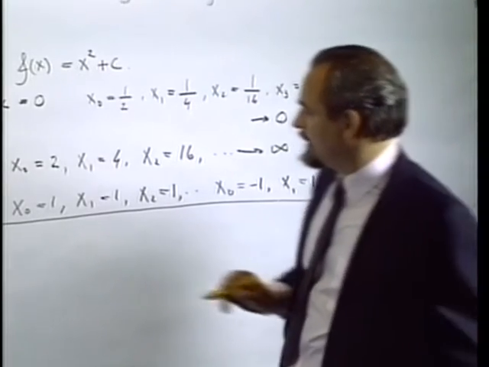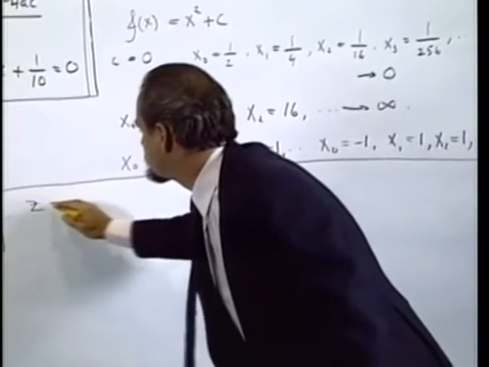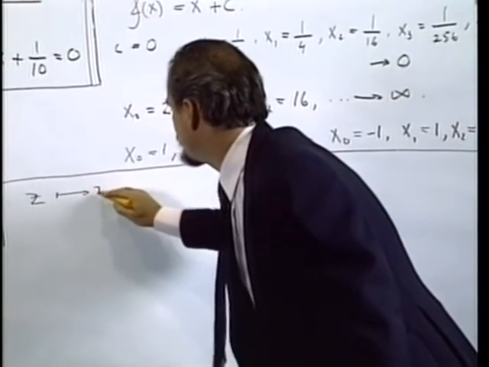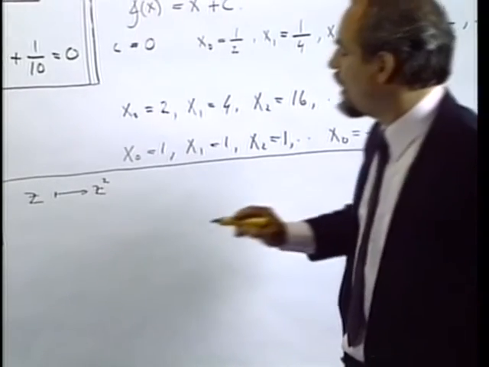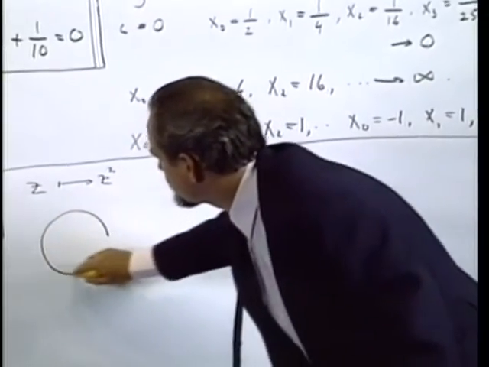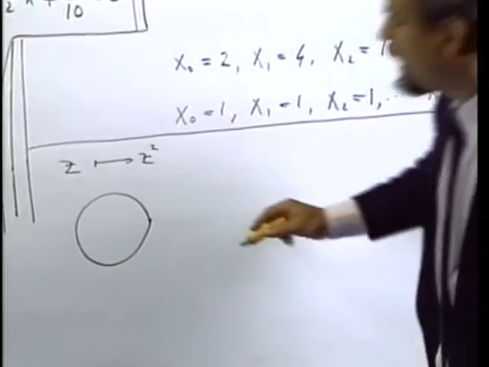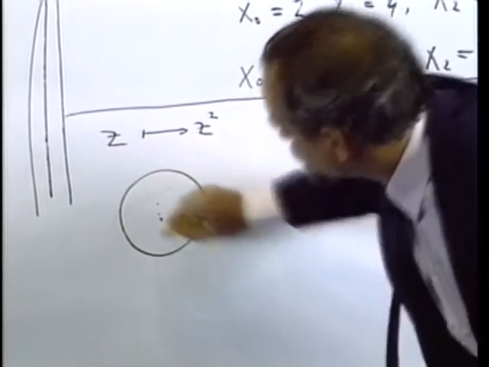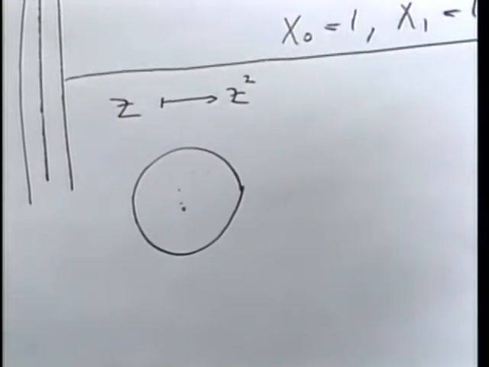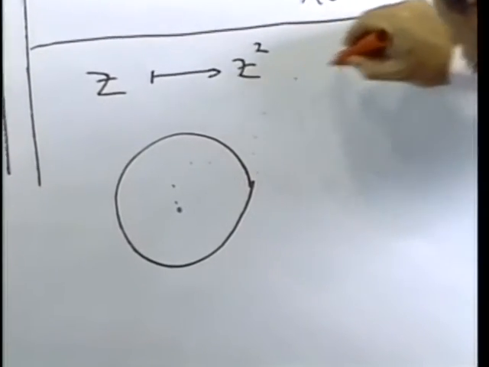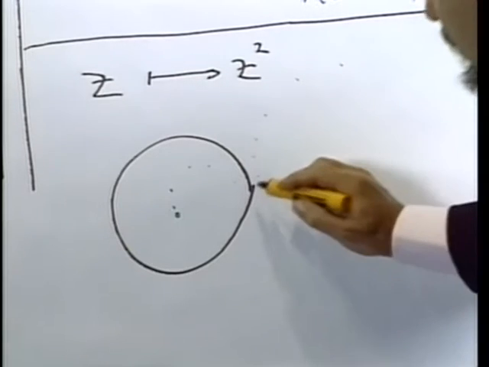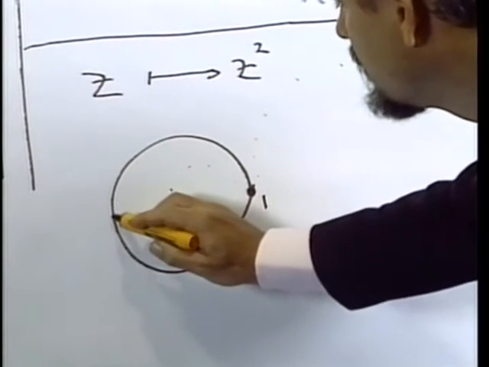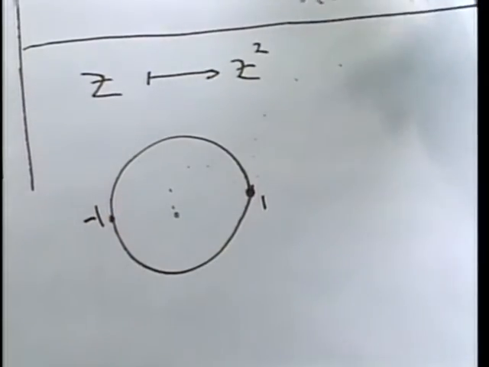Well, under the mapping z gives z squared, it's fairly easy to see what happens. All the points inside the closed unit disk under iteration converge to 0, and all the points outside the closed unit disk converge to infinity. Of points on the boundary of the unit disk, the behavior can be very much more complicated. We saw what happens at 1 and at -1. We saw that in these examples.